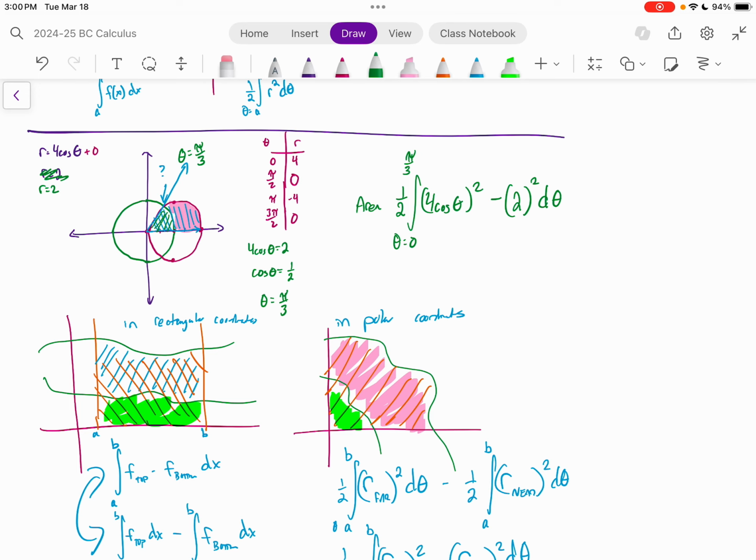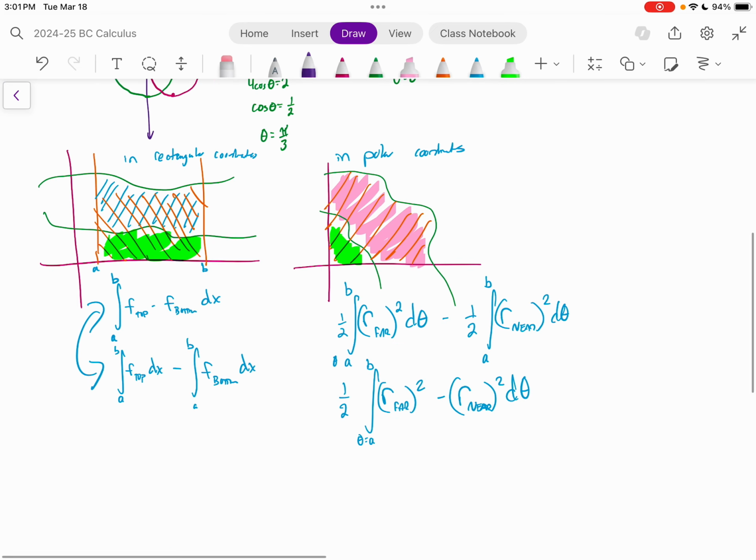That's sort of how we find these areas. Okay, I want to talk about one more thing, and then the screencast will come to an end.